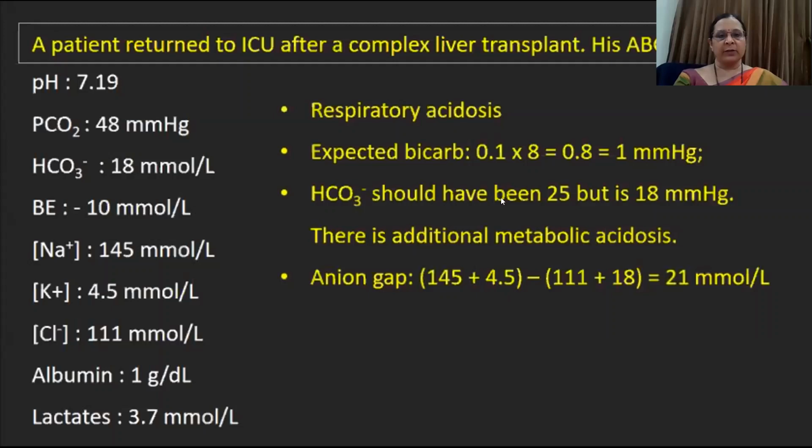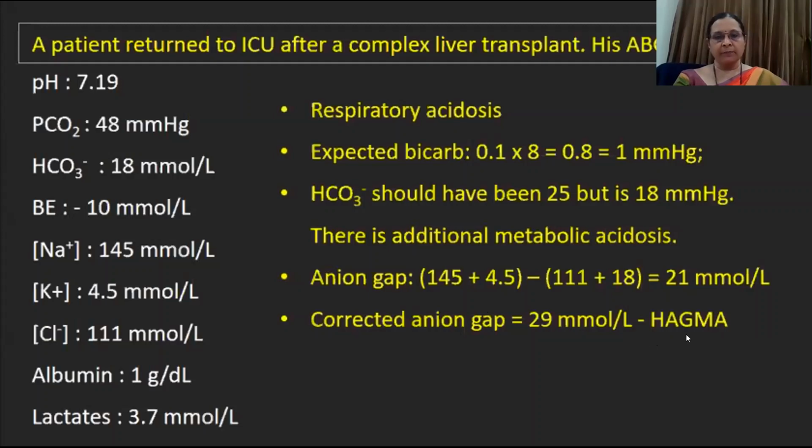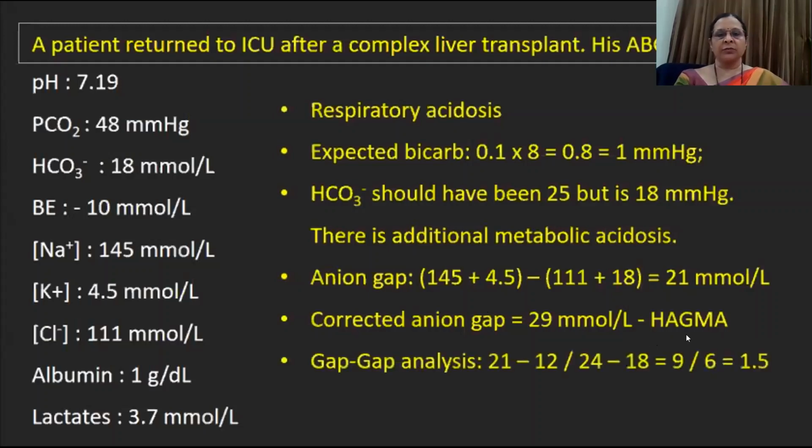Whenever we find metabolic acidosis, we calculate anion gap. I've added potassium here, you may or may not. Sodium plus potassium minus chloride plus bicarbonate, 21 millimoles per liter. In any case, it is high. So the patient has high anion gap metabolic acidosis. His albumin is 1 gram per deciliter, very low. So you correct anion gap for the reduced albumin, you will get 29 millimoles per liter. So we're sure that it is high anion gap metabolic acidosis.